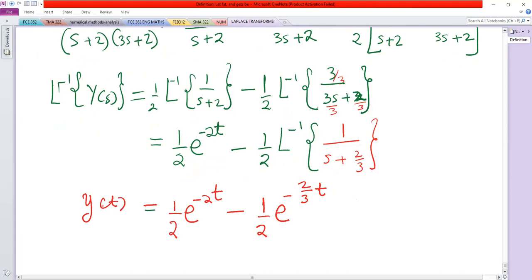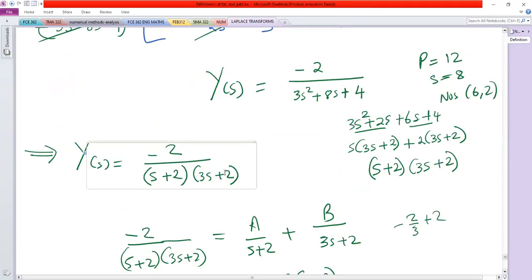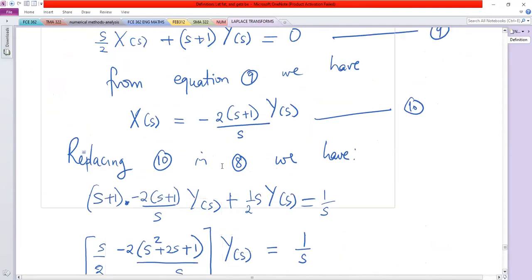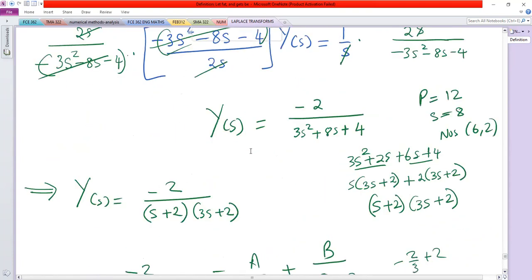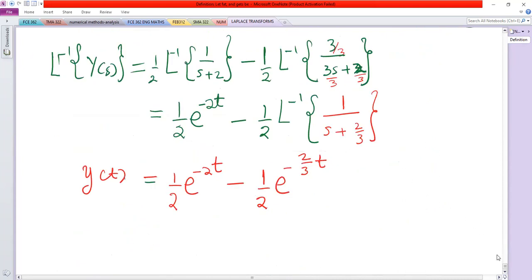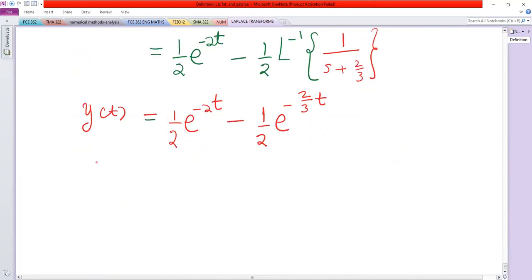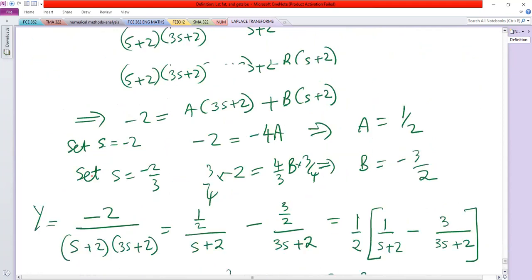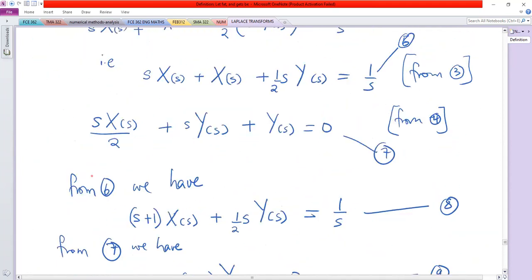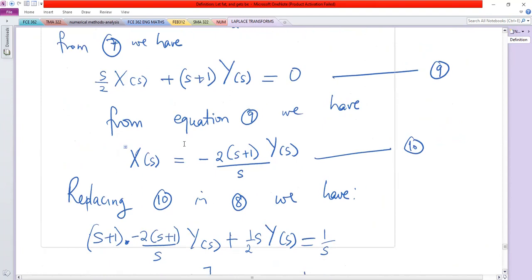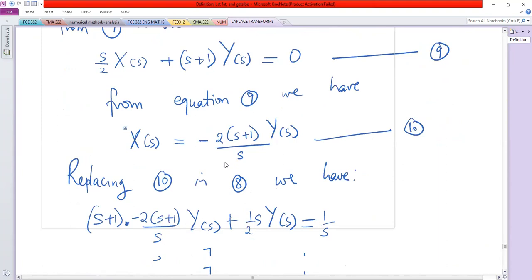Now, x of t, of course, remember from here, we say that x of t is given by this. So if you know the value of, so at this point here, similarly, you can make x the subject. So make y the subject in this case, and then solve for x.